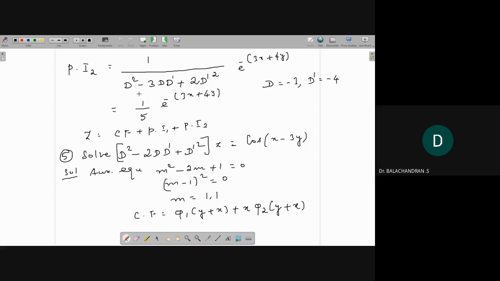Now type 2. Type 2 is either sine of ax plus by or cos of ax plus by. First I'm taking the right hand side function as cos of x minus 3y. The auxiliary equation: again you should replace d by m and d dash by 1. So m square minus 2m plus 1 is equal to 0. So m minus 1 whole square equal to 0, m equal to 1 and 1. The roots are equal. Hence the complementary function is f1 of y plus x and x into f2 of y plus x.